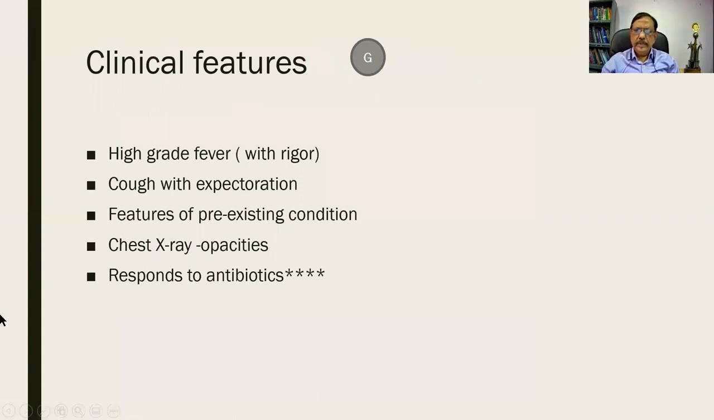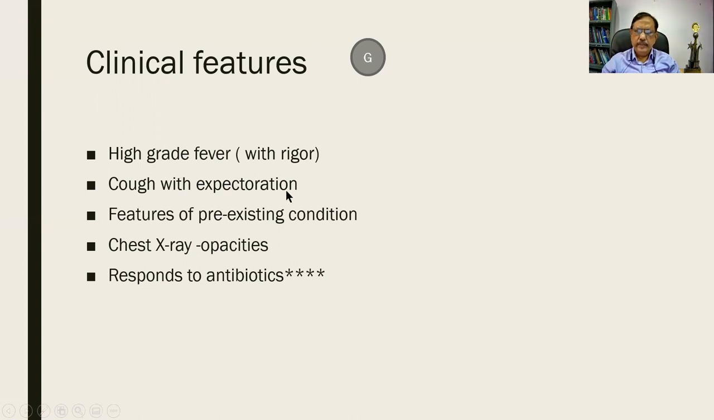Now, what are the clinical presentations? We had seen in the case history, there is a high-grade fever. In fact, the patient has a fever with rigor. My professor used to tell me that there are a few conditions where the patient can present with rigor. One is a urinary tract infection, two is malaria, three is filariasis, and four is pneumonia.